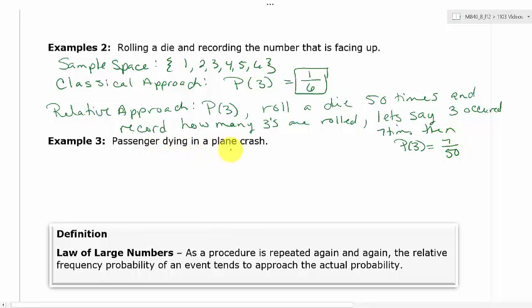A passenger dying in a plane crash, so this is subjective. And when you're computing a subjective probability, you would look at previous data to estimate it.